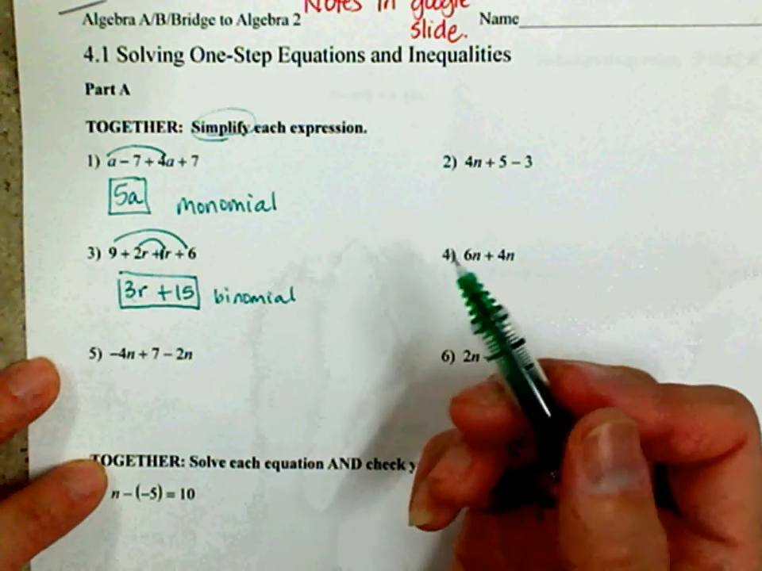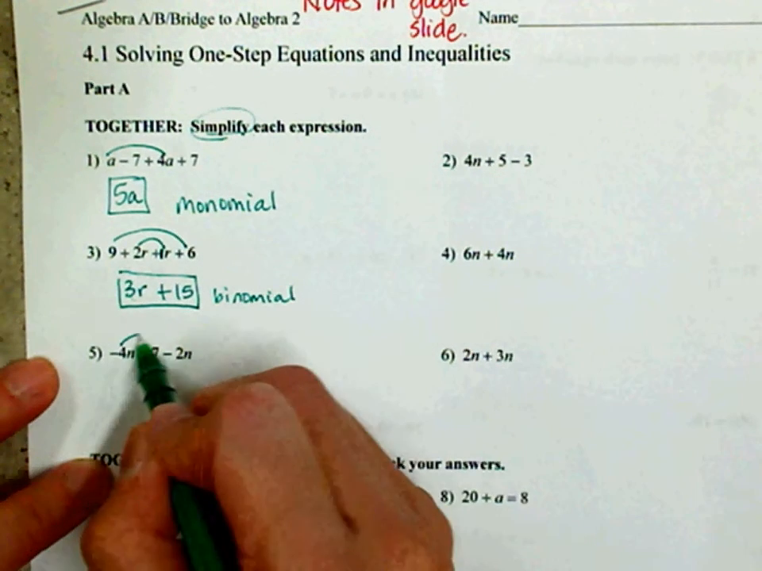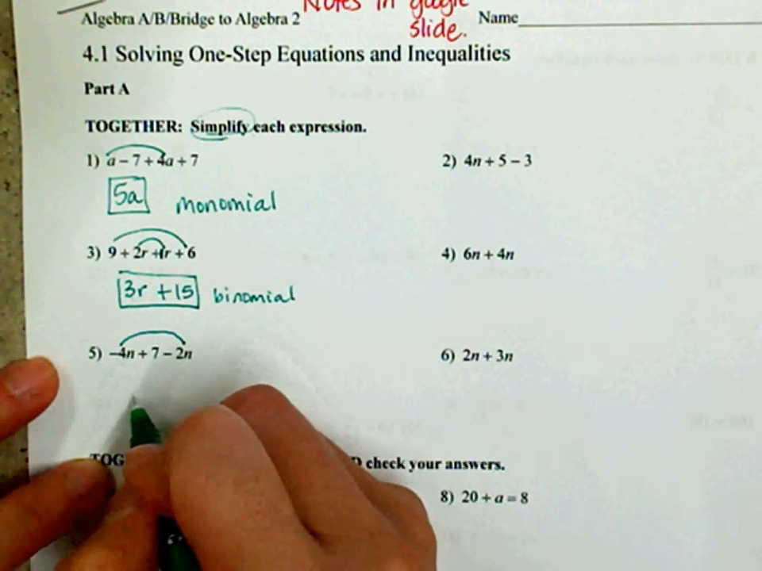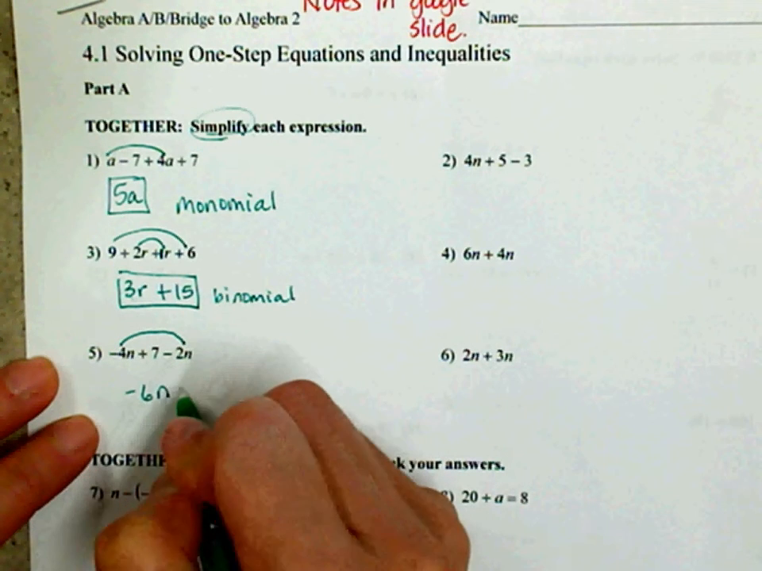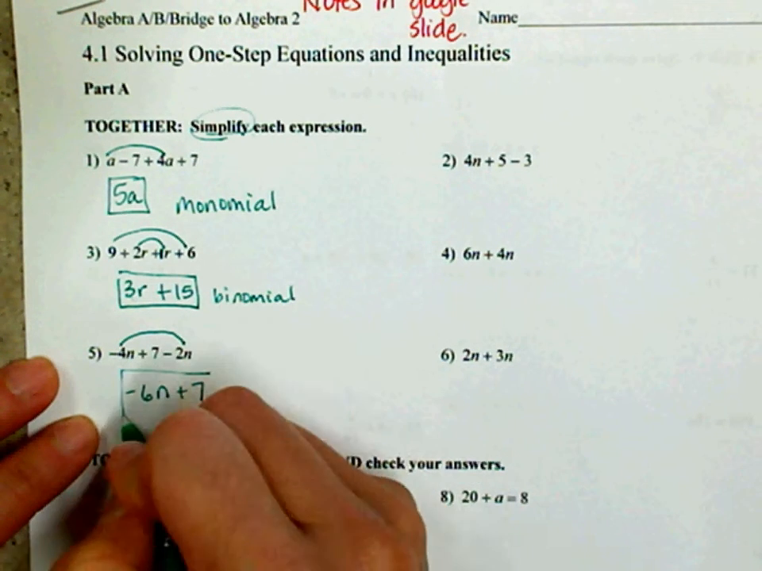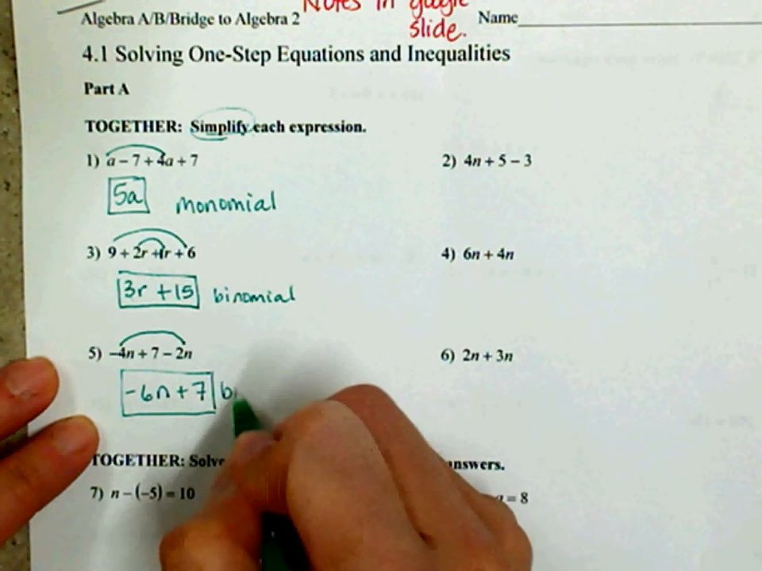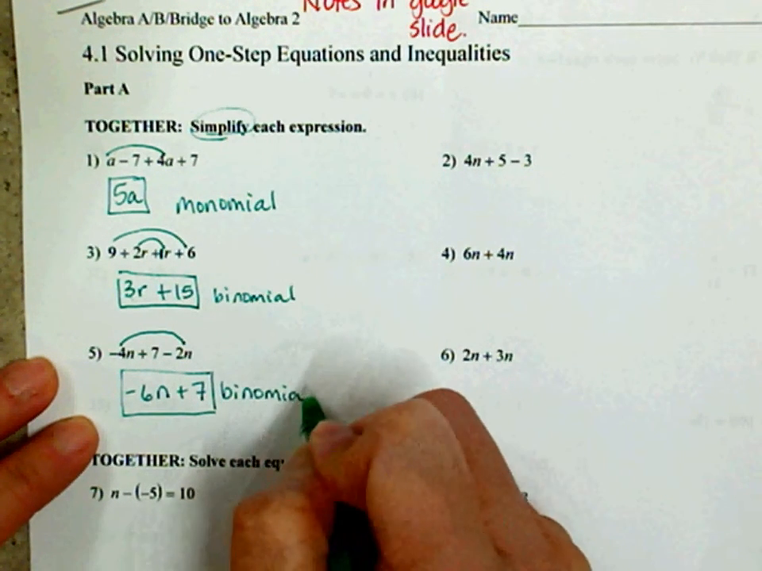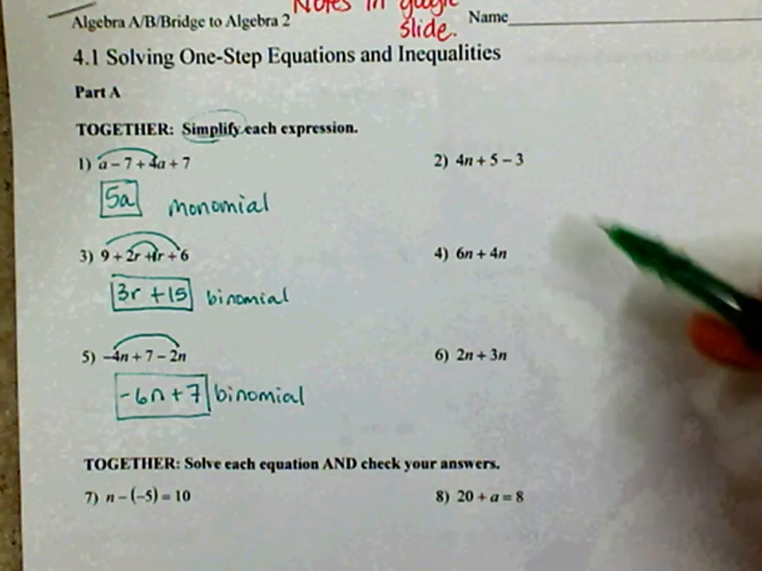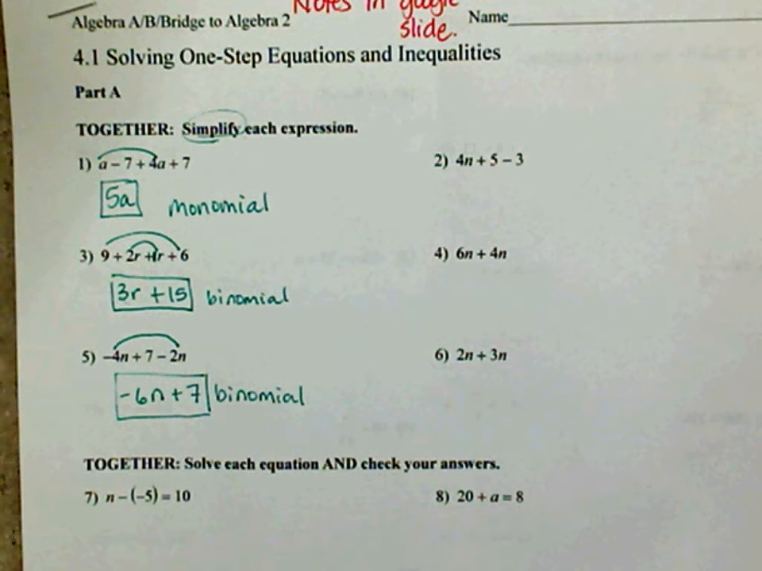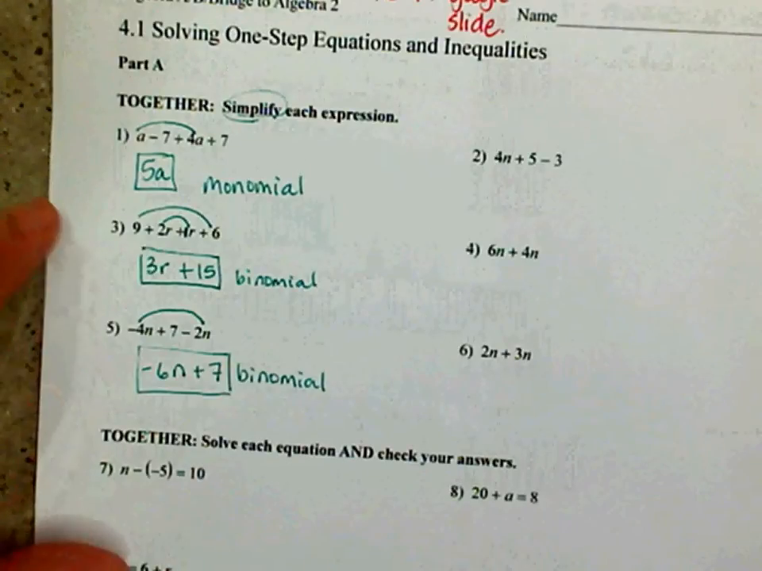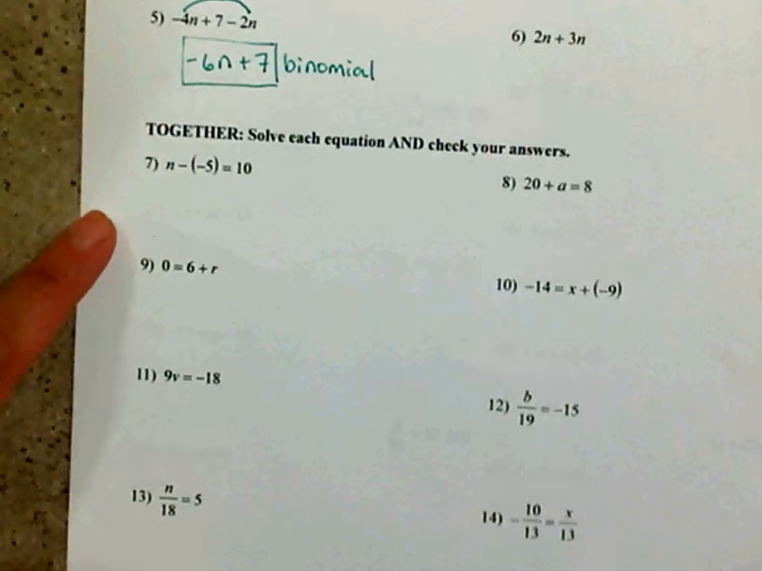On number 5, combine your like terms. Negative 4n minus 2n is negative 6n. Bring down your 7. Count your terms: 1, 2. That is also a binomial. I will let you guys do 2, 4, and 6. All right, so this was review. Here's the part that we're going to do together.